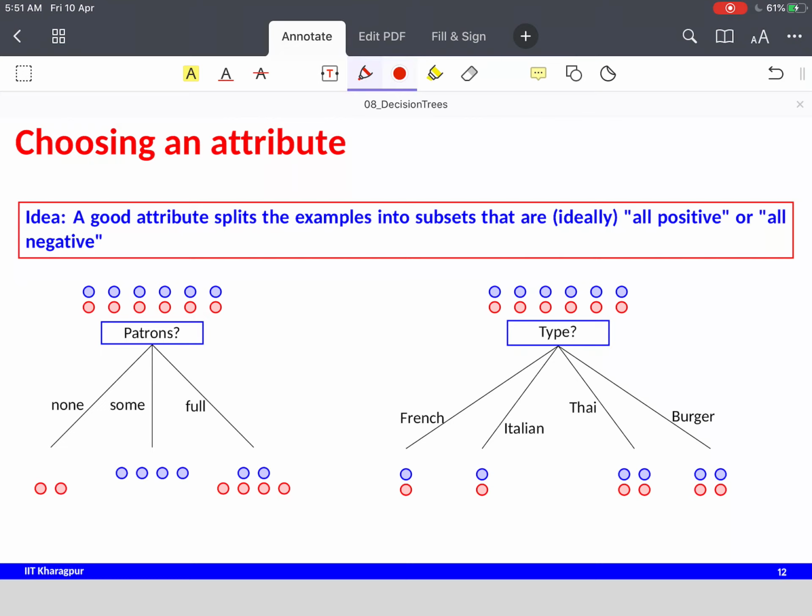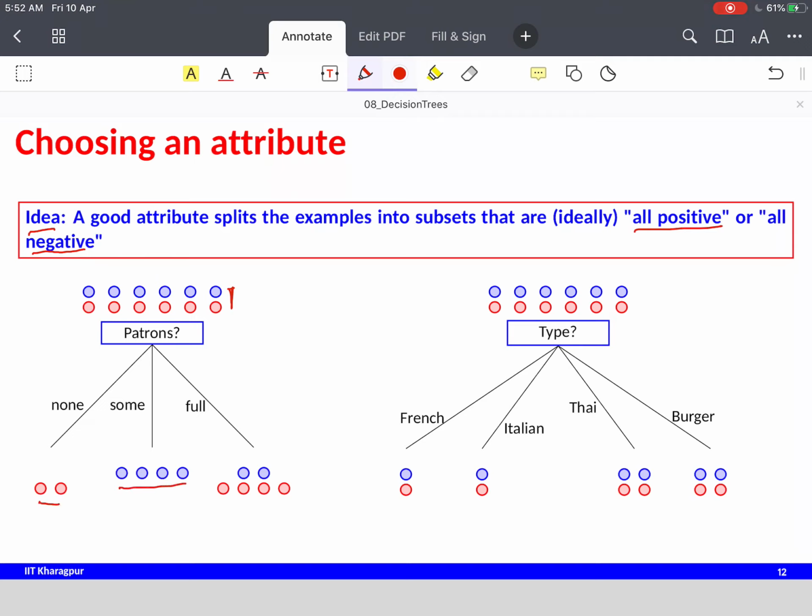So to choose an attribute, we would like to see how the split is. The idea is that a good attribute splits the examples into subsets that are ideally all positive or all negative. For example, if we choose patrons with respect to our examples, then we have 12 observations. Actually 6 are yes and 6 are no.